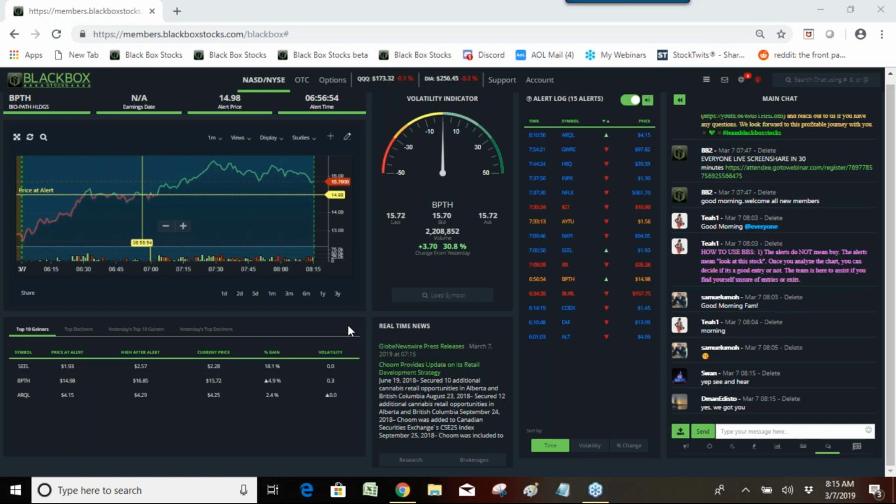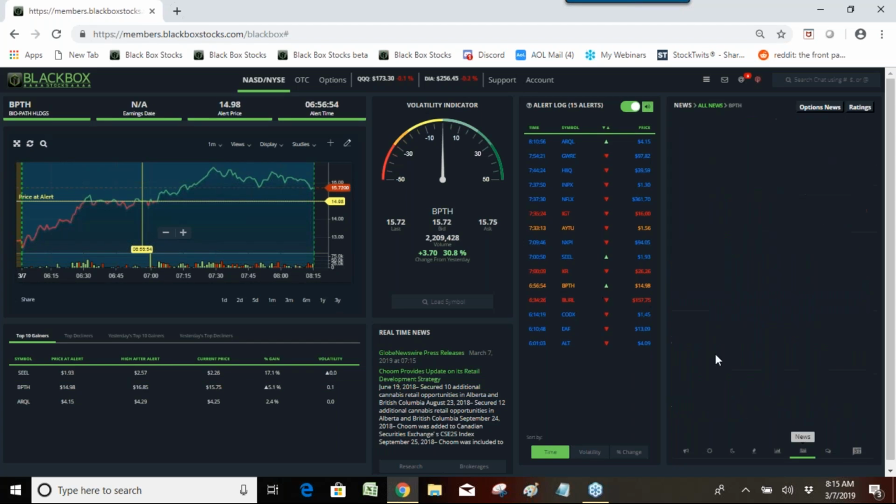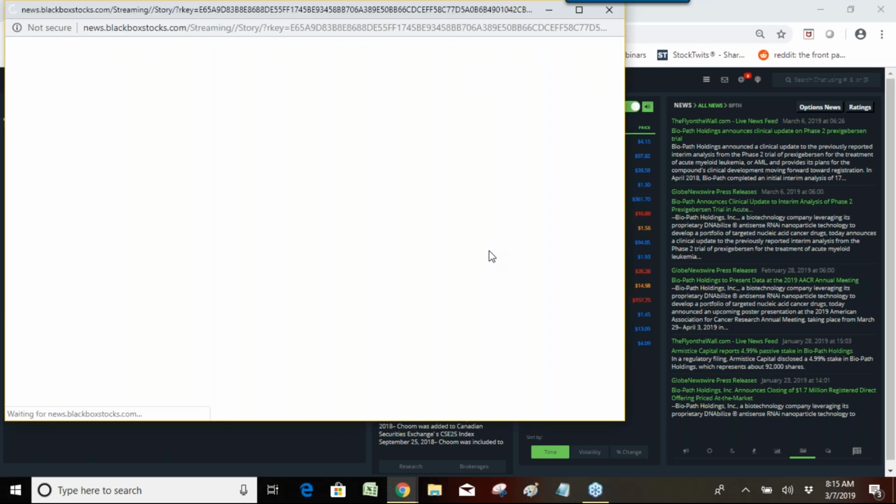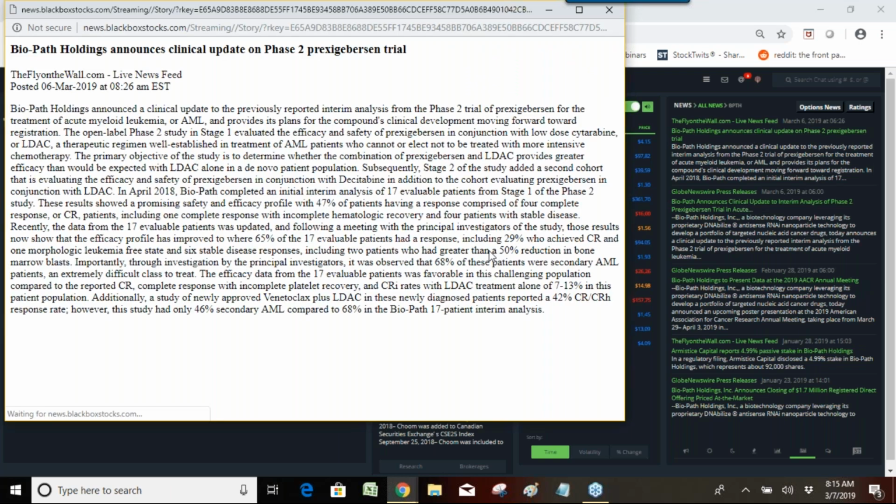Look and see what BPTH has been running for 3 days. We're going to go over those colors in the alert log too. Announces clinical update. This was yesterday. Phase 2 trial of acute leukemia, AML. This is pretty good news. So that's why it ran yesterday, right?